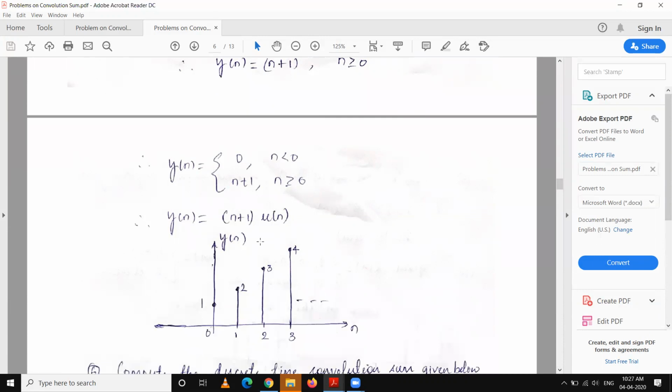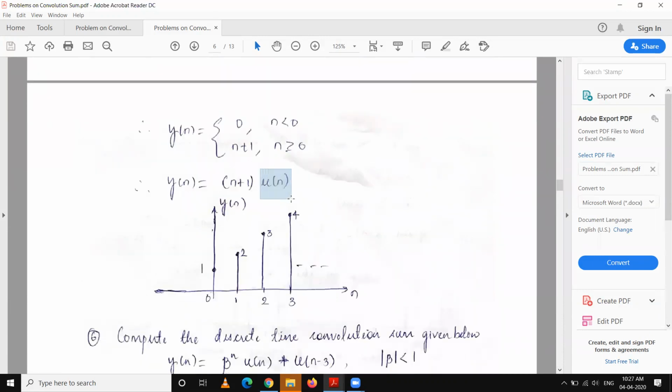Then we can sketch it. You know what u of n is? u of n starts from 0 to infinity. So if I put 0 first here, what is the value we'll get? We know u of n will start from 0 to infinity.